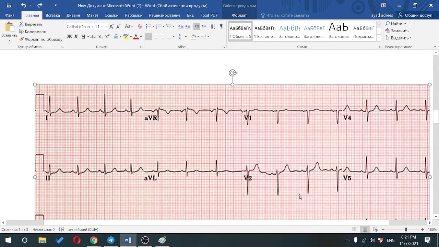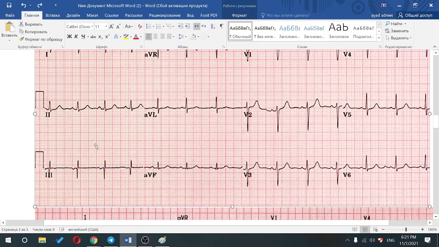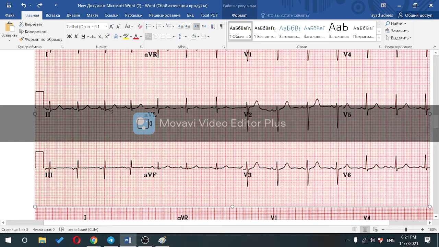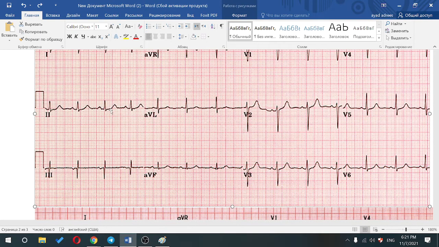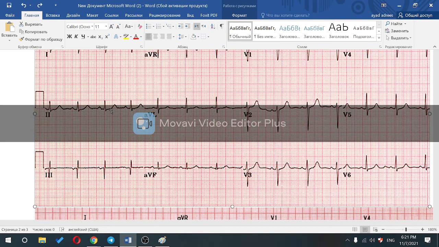Okay, next case. This one is normal. I just use it in the beginning to show you each lead and where it exists. By the way, the PR interval, just for the sake of completeness, because I discovered a lot of you don't know the norm. I hope someone would write all of them. The PR interval is three small boxes, which is 120 milliseconds, up to 200 milliseconds, like three small boxes up to five small boxes. This is the norm. Anything more than that, we consider a prolongation.